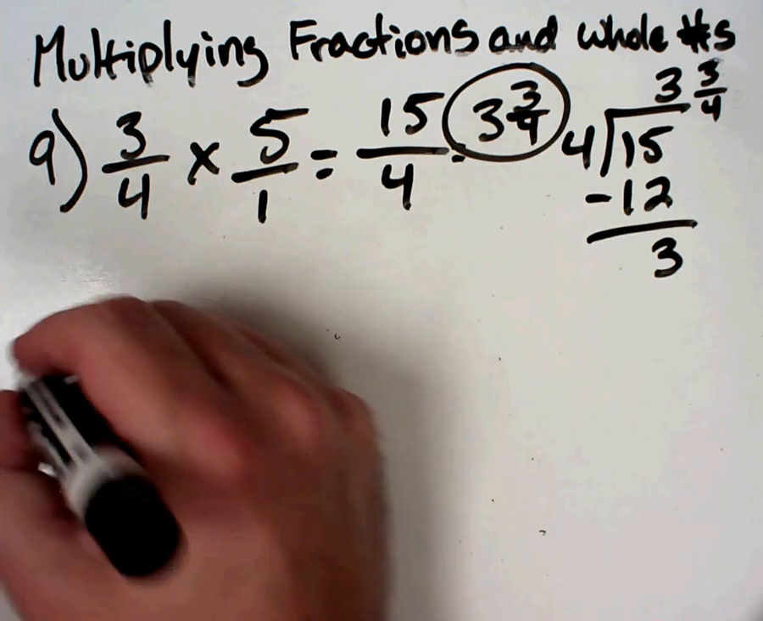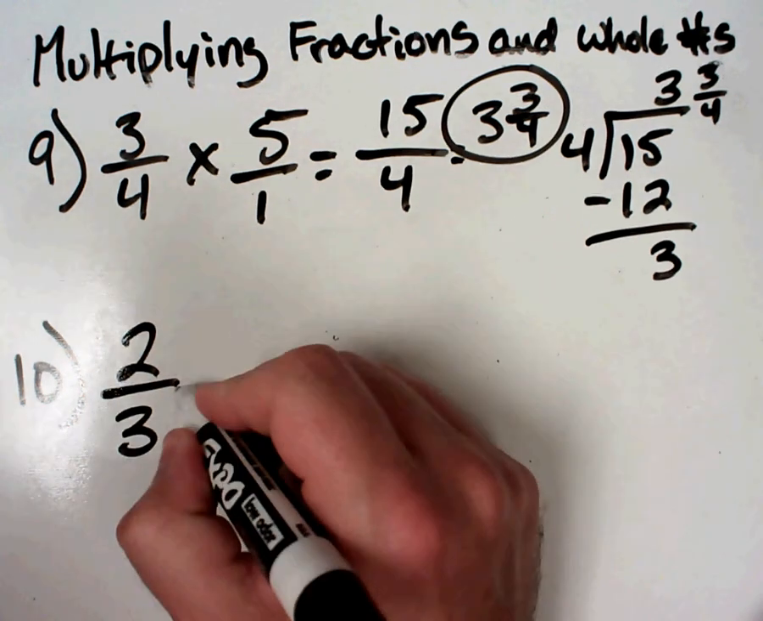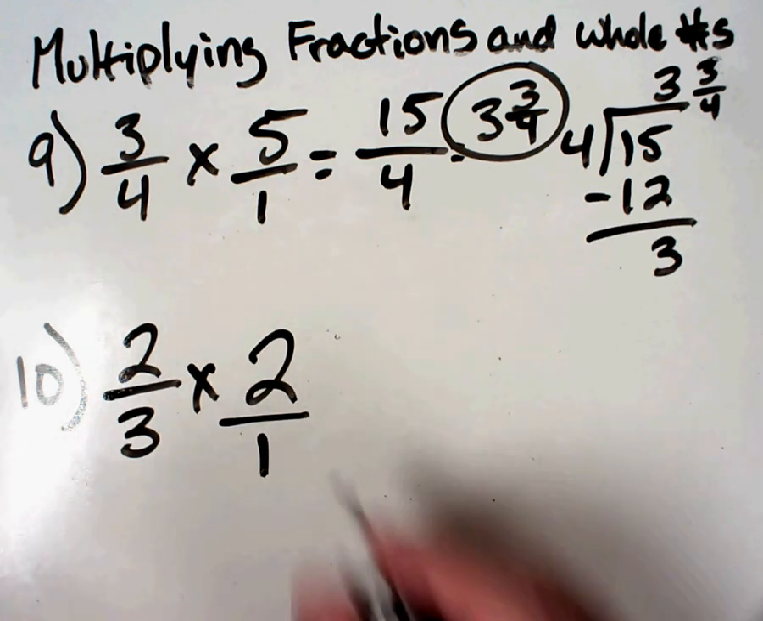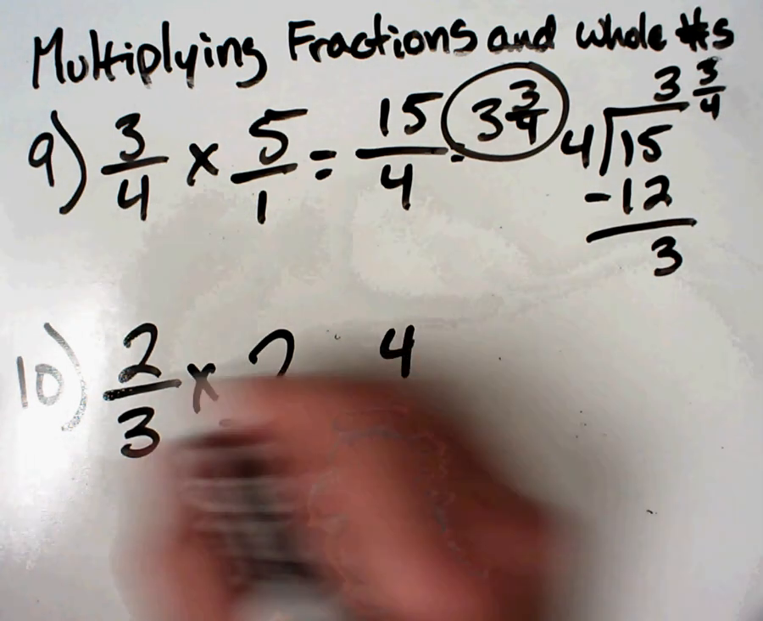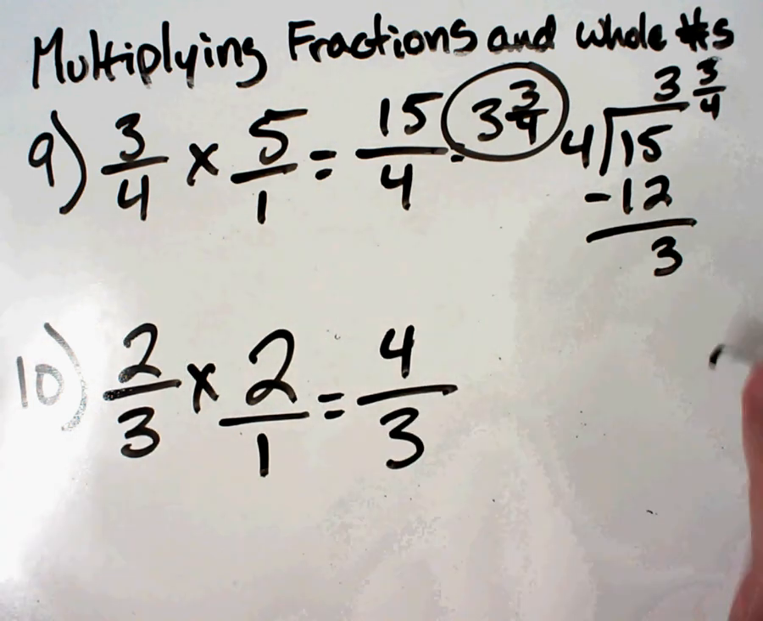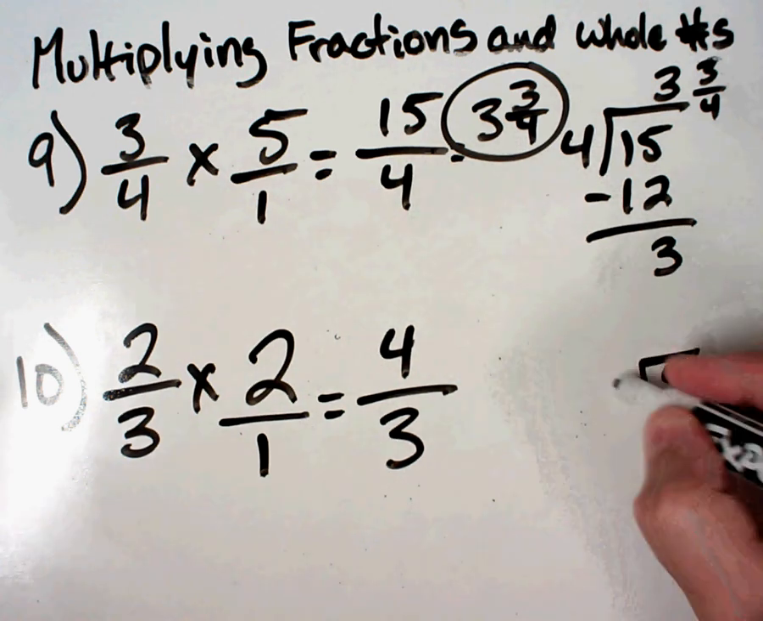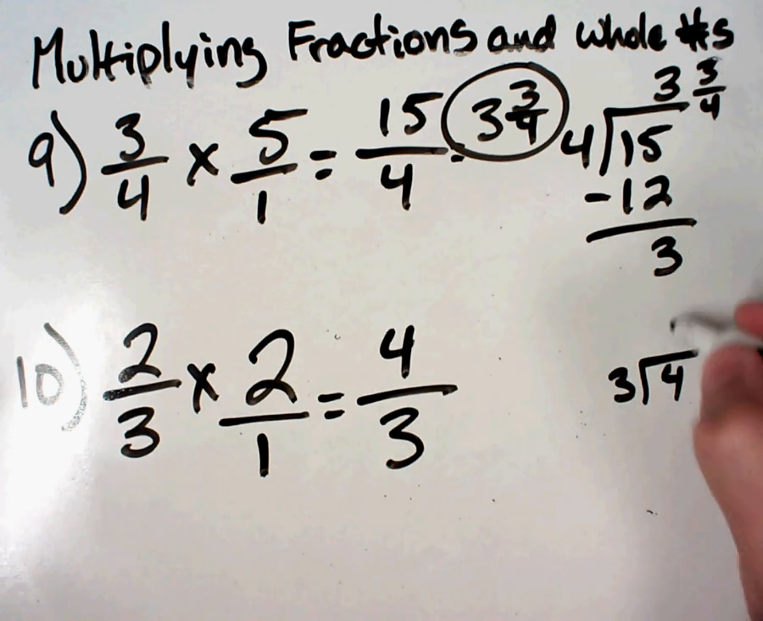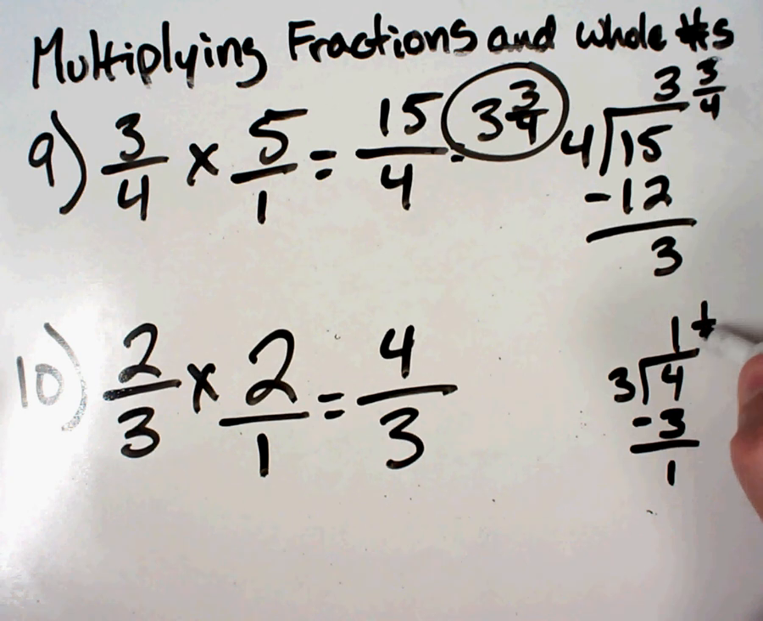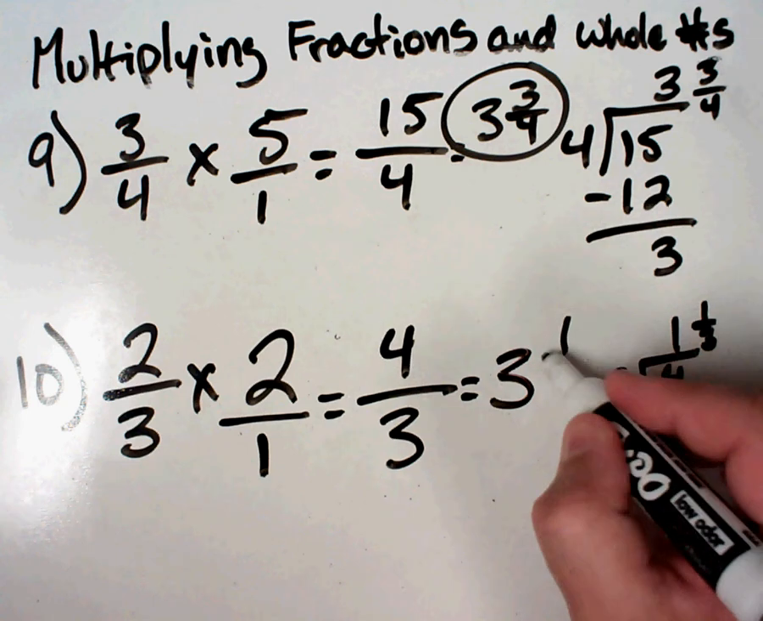All right, number 10. 2/3 times 2. Again, whole number, so it's just 2 over 1. 2 times 2 gives me 4. 3 times 1 gives me 3. So I get 4/3. This is an improper fraction, so I've got to change it to a mixed number. 3 goes into 4 one time. 1 times 3 is 3. My remainder is 1/3, so my answer is 1 and 1/3.